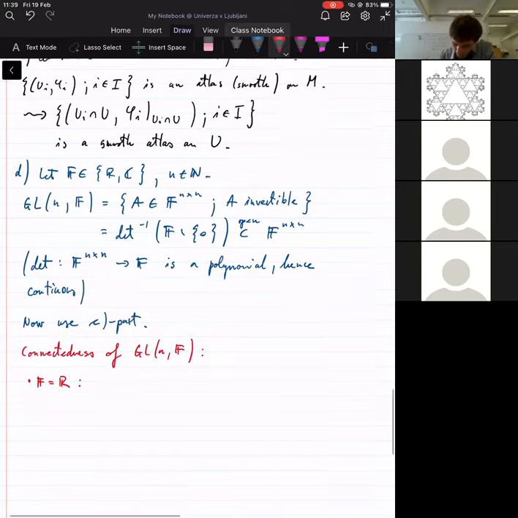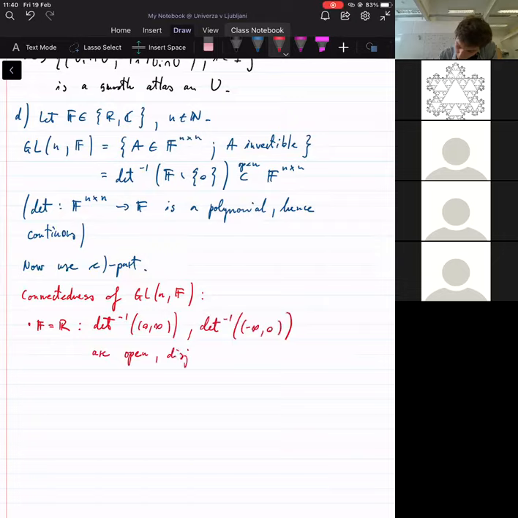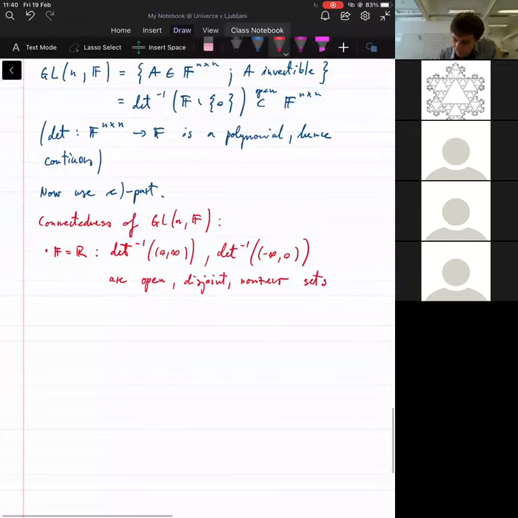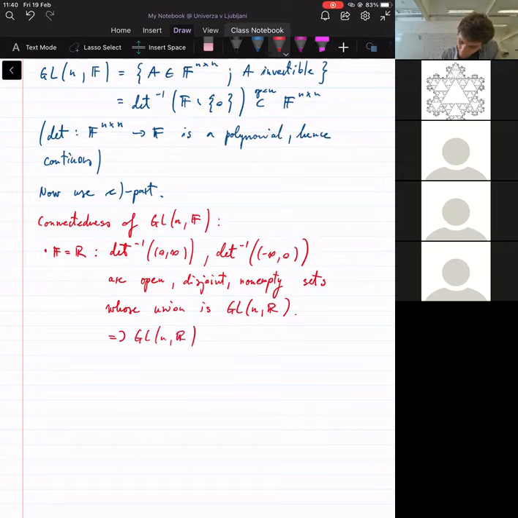Okay, so the pre-image via the determinant of the set (0, infinity) and the pre-image of (minus infinity, 0), these are open, disjoint, non-empty sets whose union is GL_n(R). Okay, so GL_n(R) isn't connected.